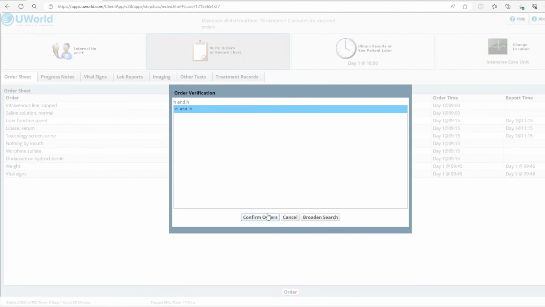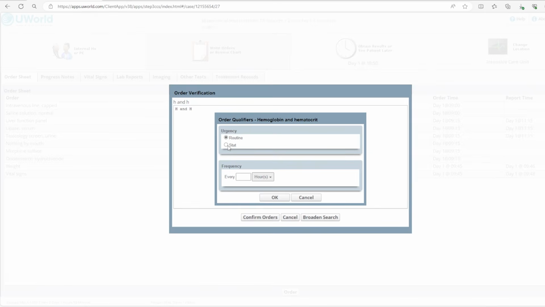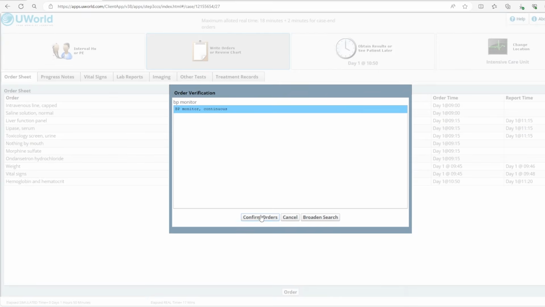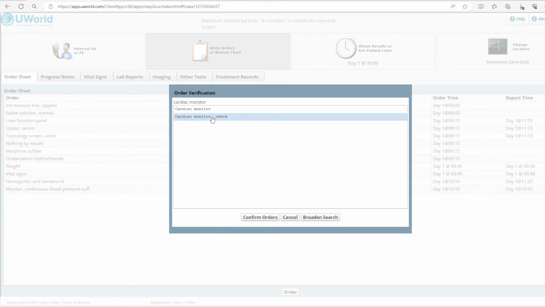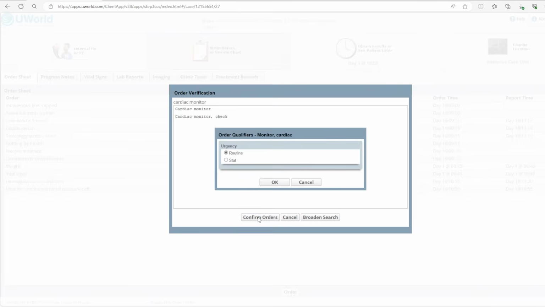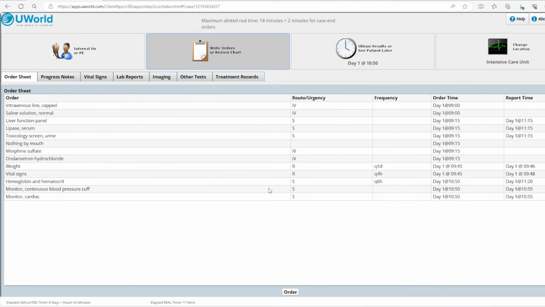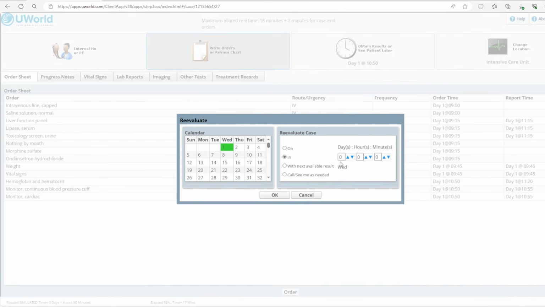Click confirm orders, H&H, confirm, we get stat. Here you can start ordering frequency. You can order every 6 hours, for example. Click OK. Blood pressure continuous, stat. And we're gonna order cardiac monitor check, confirm, stat. We're gonna go here and advance the clock maybe 4 hours or 6 hours, and we'll get the results of these things that we just ordered.